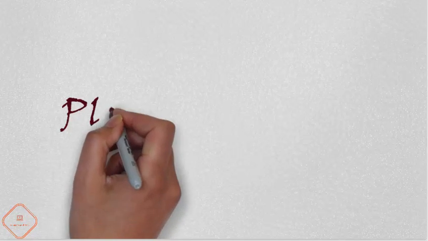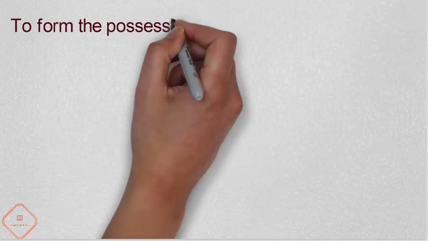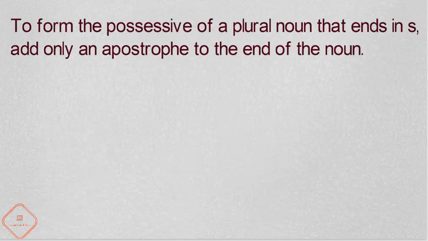Alright, now we want to move on to plural possessives. Now, what do we mean by plural possessives? To form the possessive of a plural noun that ends in S, we add only an apostrophe to the end of that noun. Now we studied plural nouns before, and we found that for most plural nouns we add an S to the end of the noun. That's how we make it plural. We show possession by adding only an apostrophe, not another S.